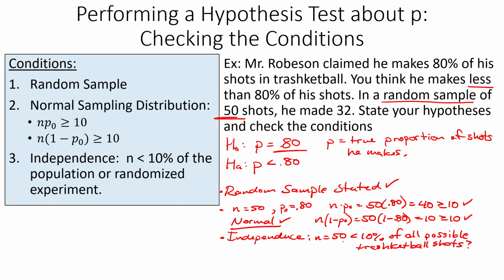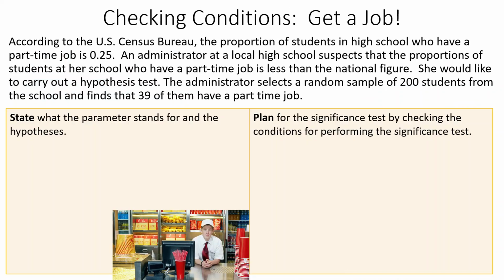All right, well, if we just multiply this 50 by 10, then we would need to have at least 500 shots. Is it reasonable to think that Mr. Robeson could sit and take 500 shots? I mean, he could. Probably in his lifetime, he's already taken more than that. So yes, that's reasonable to believe. All right, so that's how the independence one works. We just take this number, multiply it by 10, and we say it's reasonable to believe that we have more than that. All right, let's try some more here.